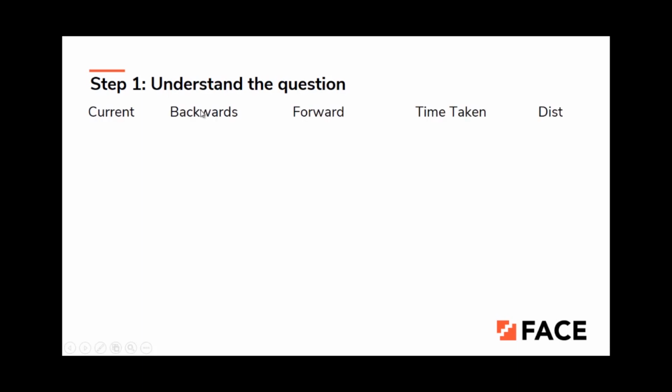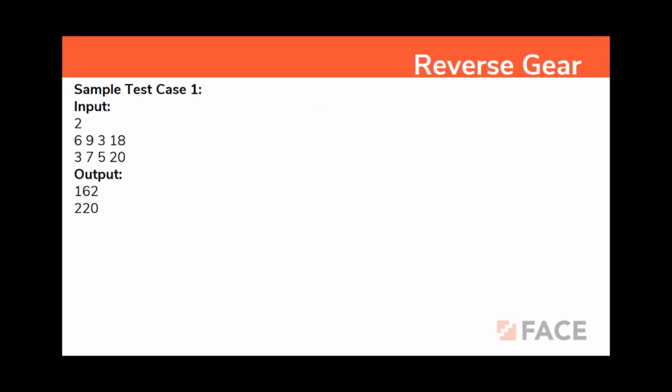let's go with a simple illustration. Assume you have a table here. The table contains current, backwards, forward, time taken and distance. Assume my current position of the car is at 0 and the total distance that I can move is 18 meters in the backward direction. Since it's in the backward direction, I'm going to represent it with a minus symbol. So backwards it moves minus 9. I'm doing this with the help of the first test case, where the forward motion would be 6 meters and the backward motion would be 9 meters.